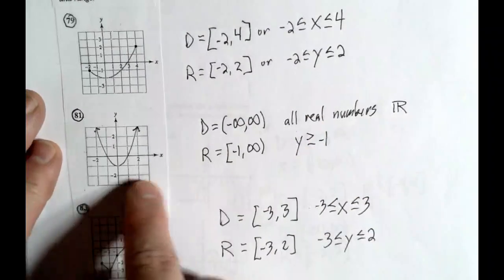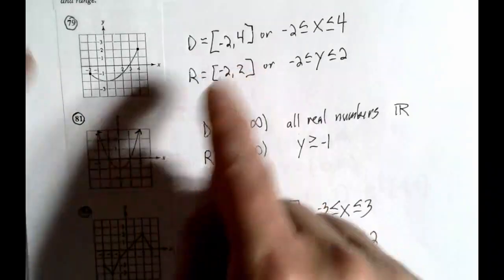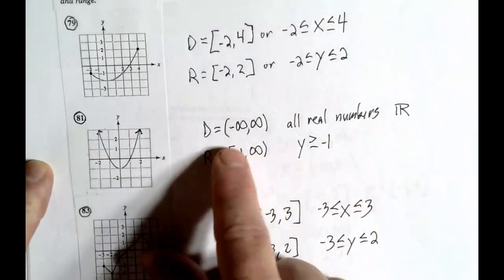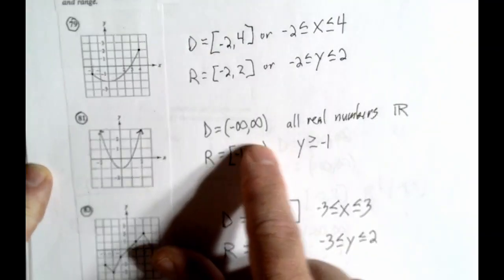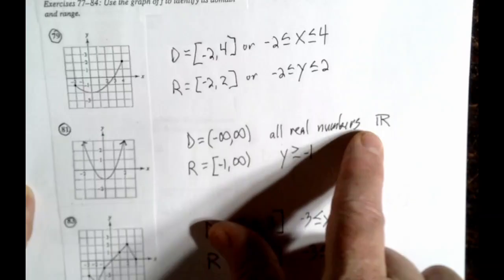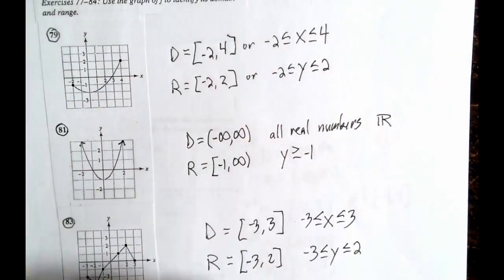Okay. And now this one, your domain, notice it's going up to the left and up to the right forever. And since it's going to the left and right forever, it's going to cover the entire domain. So your domain is all real numbers. You can write minus infinity to infinity. You can write all real numbers. You can write this capital R with a double bar there. That's a mathematical symbol, which means all real numbers.